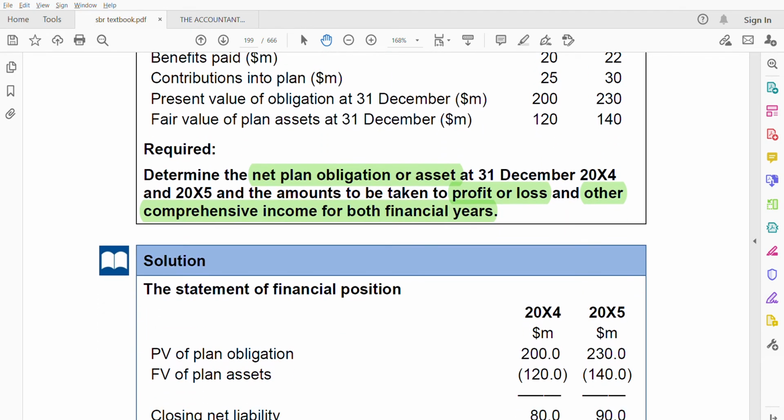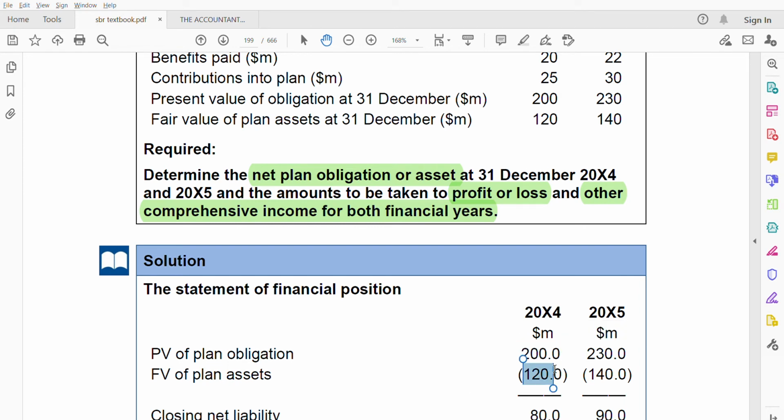So it's easy. You write the present value of plan obligation. Okay, so this is the opening balance. And you deduct fair value of plan assets in the opening only, in 2004 only, because you want the net. You have to net off your obligation with the asset. So what you're doing is you are deducting your assets from obligation. This is your obligation in 2004.